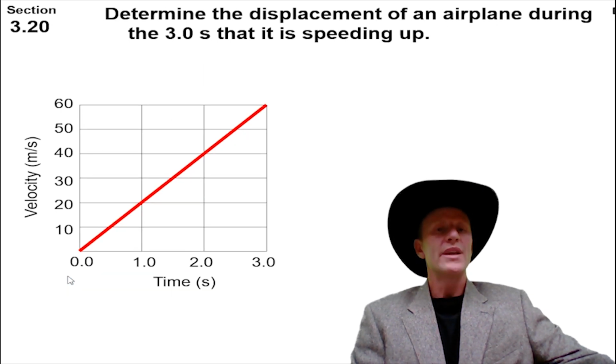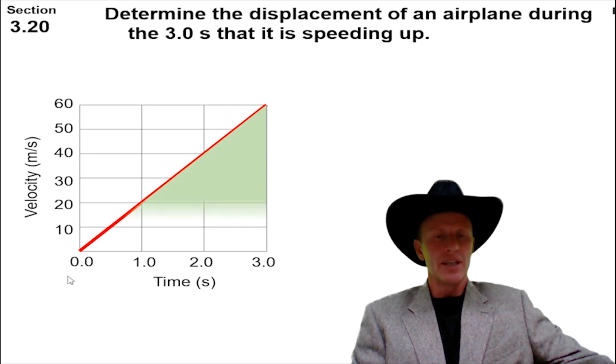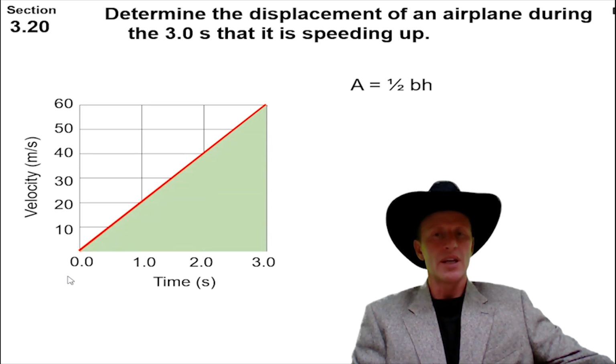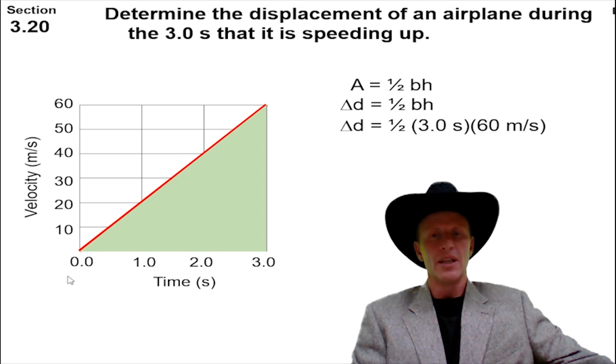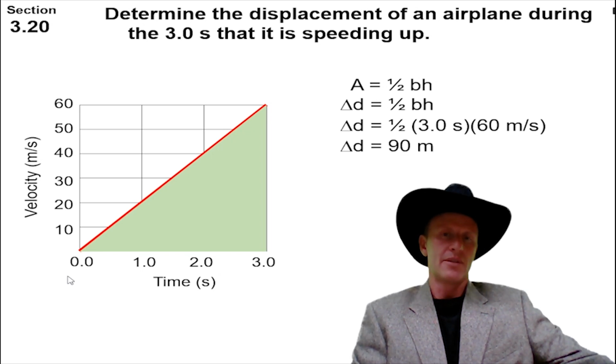So now when we get a line that has a slope to it, then we have to shade in under that line, which gives us a different shape. This is for the time interval up to 3 seconds, the entire time given here. So we would shade in under that. Remember, the area of a triangle is 1/2 the base times the height. Well, the base is 3, the height is 60. Throw those numbers in, and our answer would be 90 meters for the displacement.